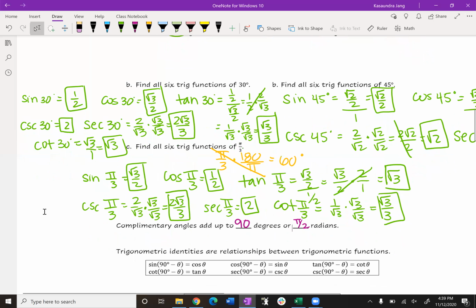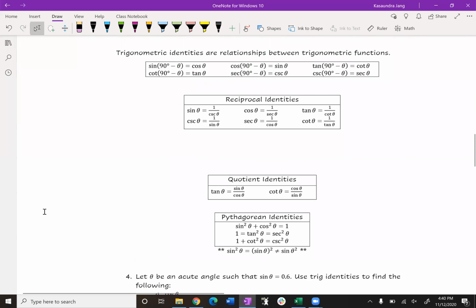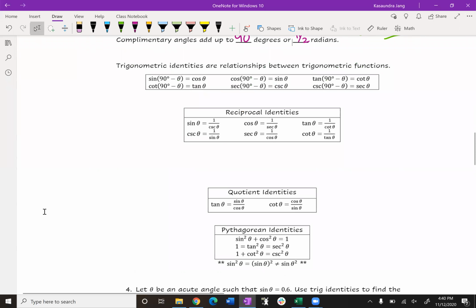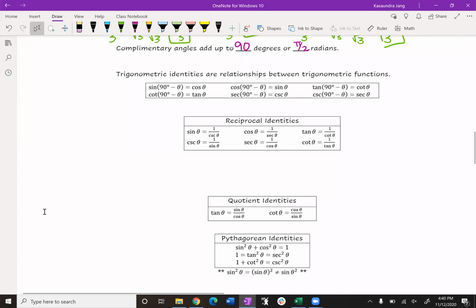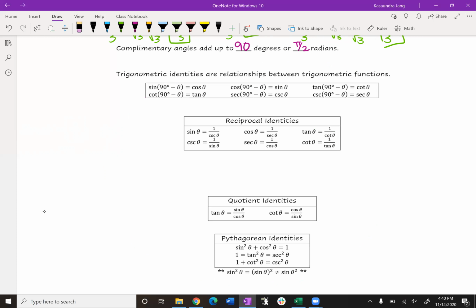All right, so here are some trig identities. These are things that are true every time. And we're going to have to memorize these identities. So I don't know if you want to make yourself flashcards or whatever it is you've got to do. We do need to memorize these identities.